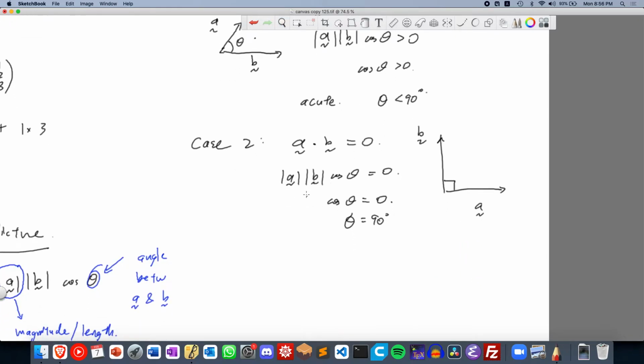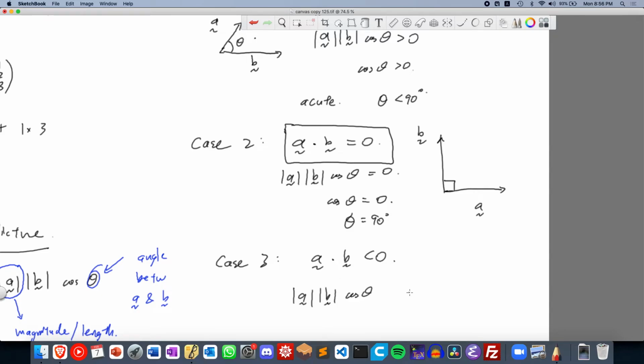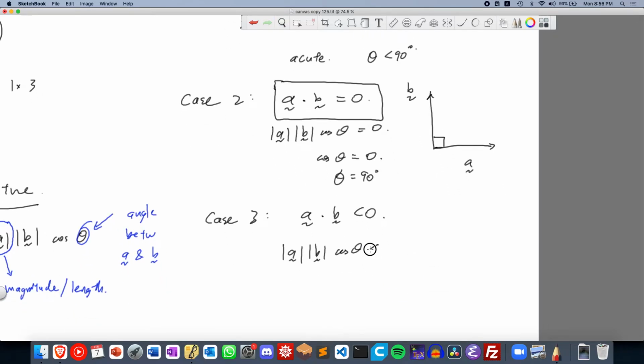And for the case where the length of a or length of b is 0, then one of them is just a point like that, and hence the dot product is 0 as well. Okay, so that's the second case. So if the dot product is 0, then we know that the two vectors are perpendicular. And last case, if the dot product is negative, then that means that the length of a times length of b times cosine theta is less than 0.